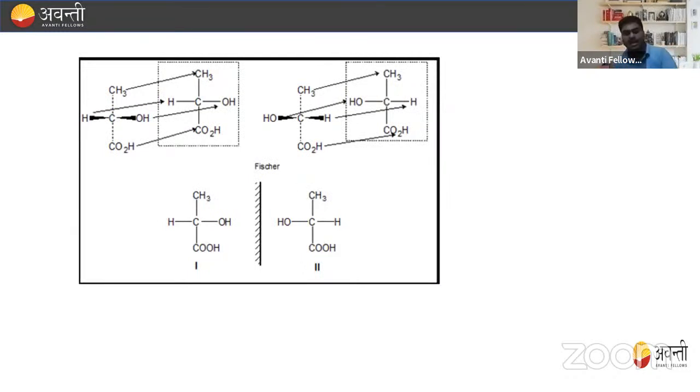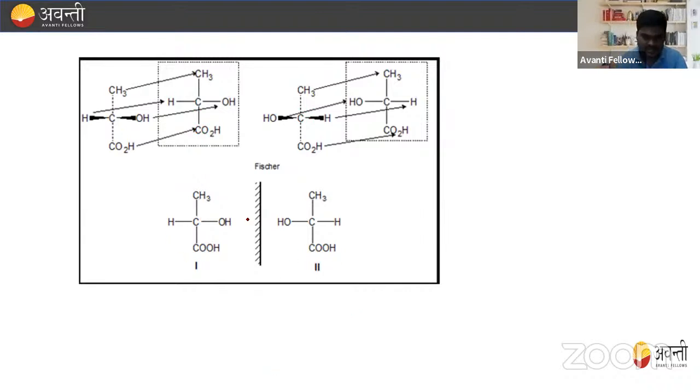Right? So this is how we can represent the Fischer diagram. This is the Fischer representation, for example, CH3, COOH and OH, NH2. So these two CH3 groups are in plane, and this H and OH are acting outwards or inwards, right? So these are the Fischer projection. This is a Fischer projection.